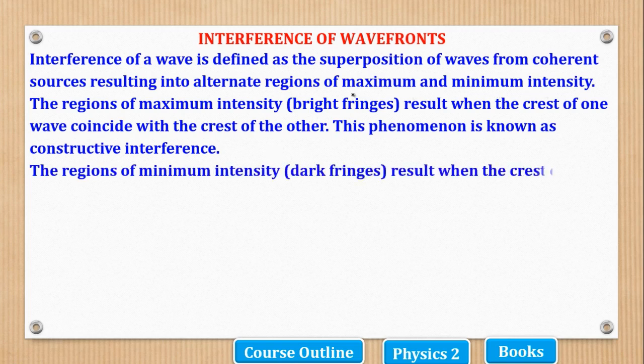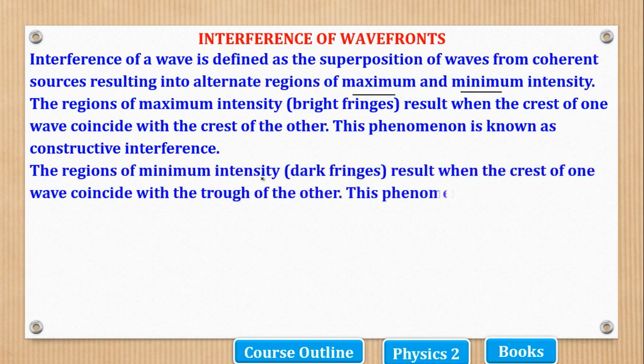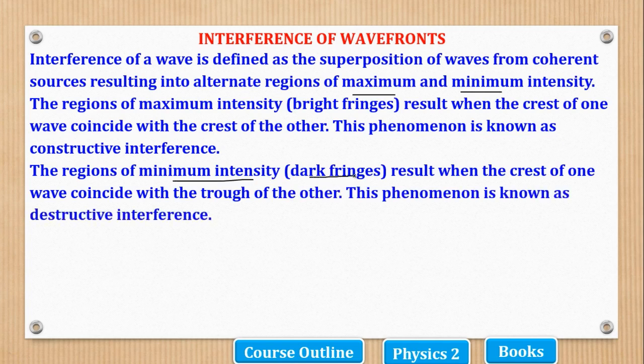So we have talked about maximum intensity. What about minimum intensity? Minimum intensity is when dark fringes are formed. So you will see us use the words bright fringes and dark fringes in this topic frequently. It occurs when a crest of one wave coincides with a trough of the other wave, and that is what we call destructive interference. So destructive interference leads to dark fringes, and constructive interference leads to bright fringes. That's what you should remember.